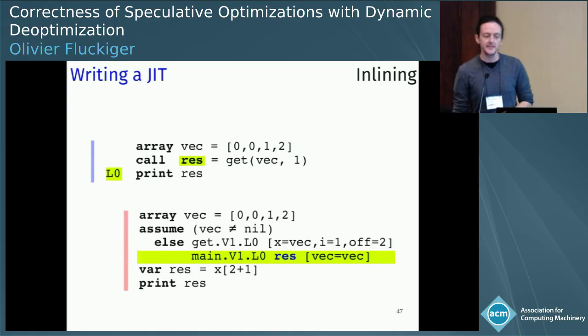So this is a technical detail. The results of our calls are named, so I also need to tell the stack frame what to bind the result to. And finally, I need to restore the environment of the main part of the function.